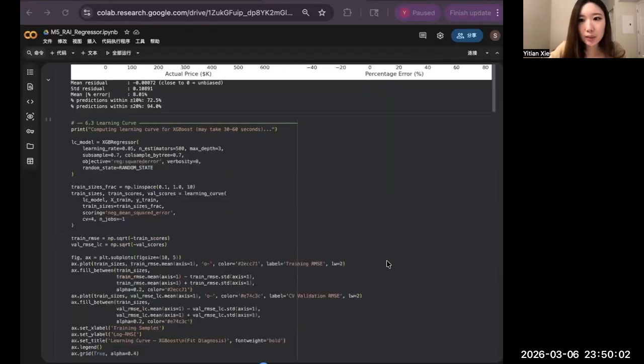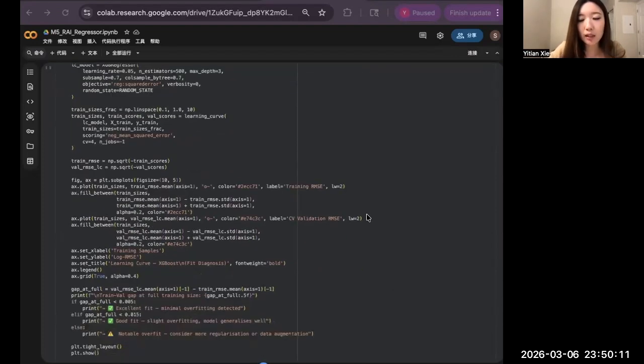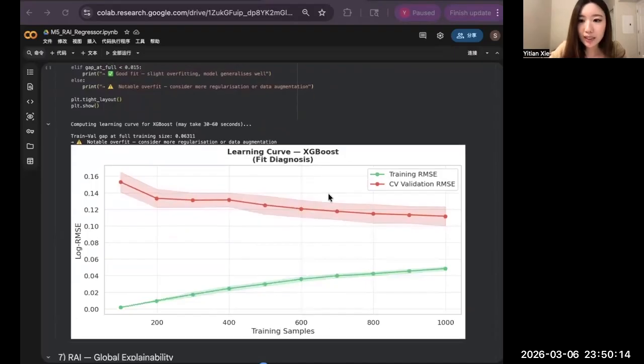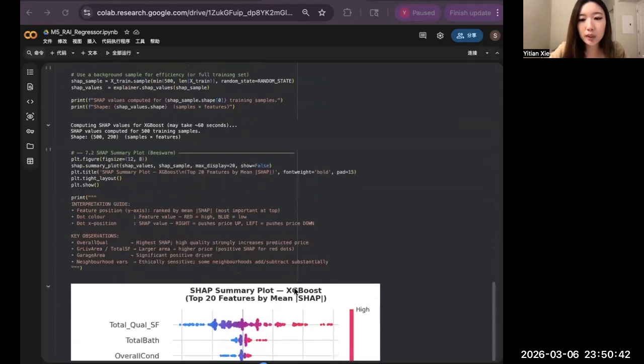In the next part, we're going to talk about learning curve analysis. To further evaluate the model's generalization, I generated learning curves. As the training size increases, the training error gradually increases while the validation error decreases and stabilizes. The relatively small gap between the two curves indicates a balanced bias-variance trade-off, suggesting the model generalizes very well to unseen data. To improve transparency on the local explanation aspect, I use SHAP values to interpret the model.